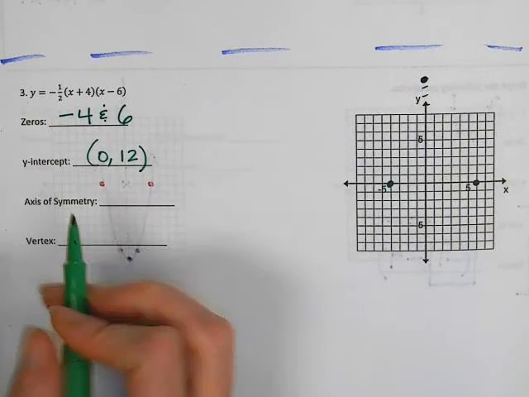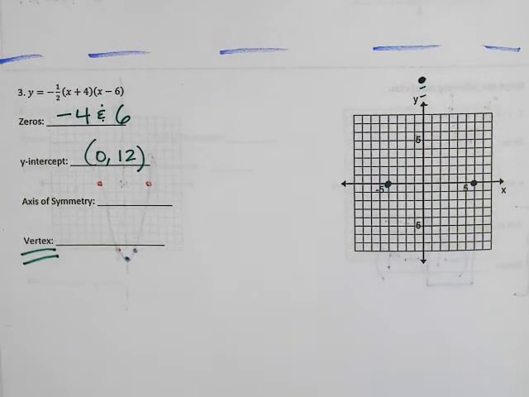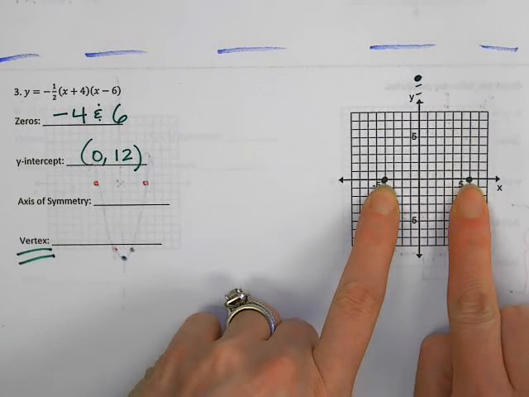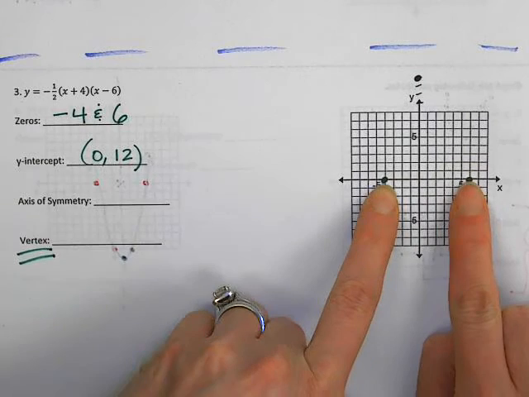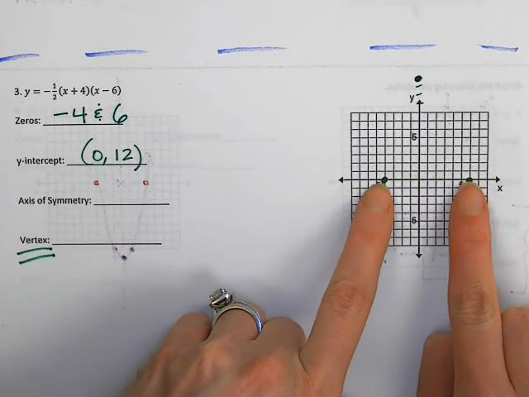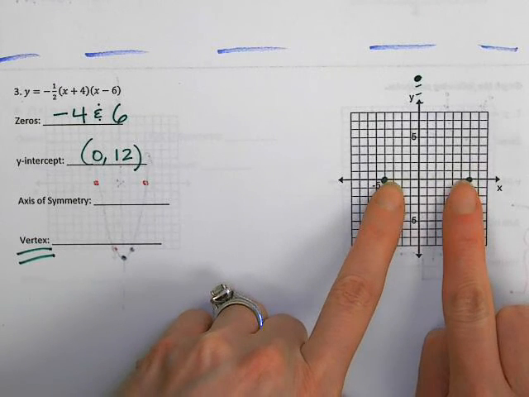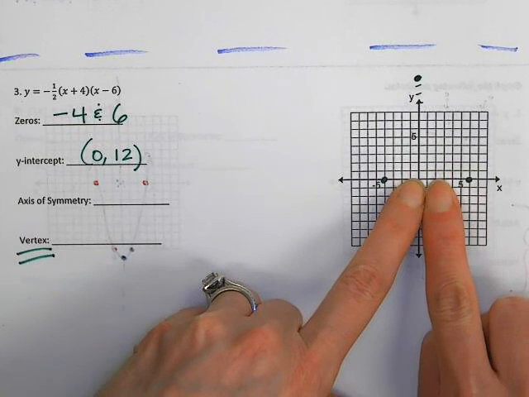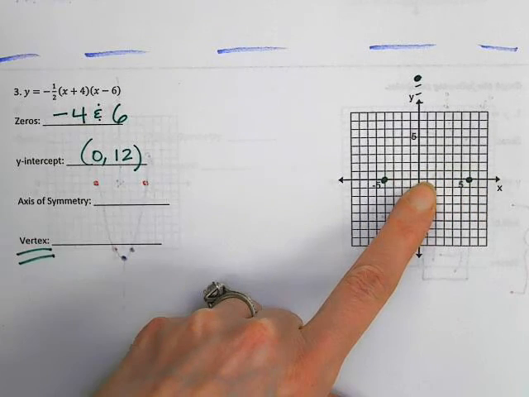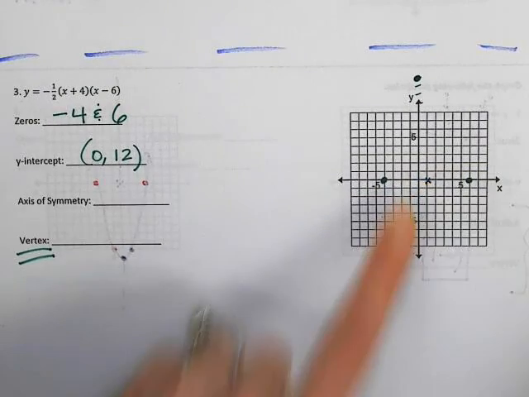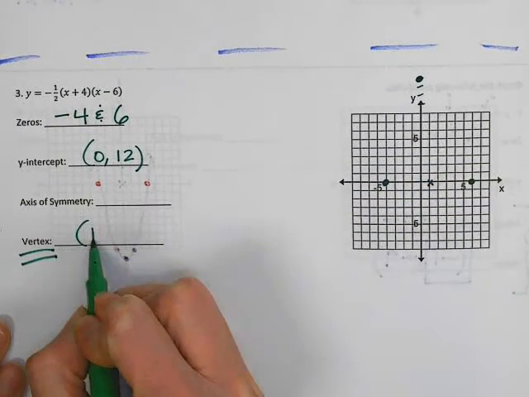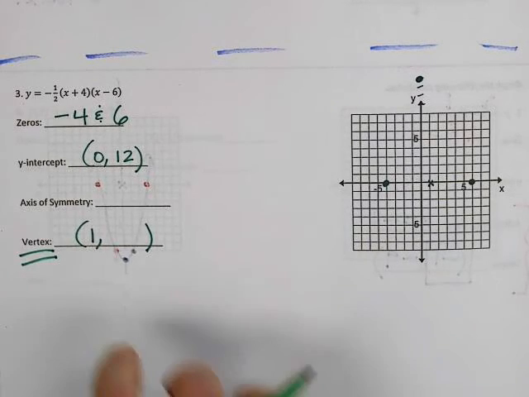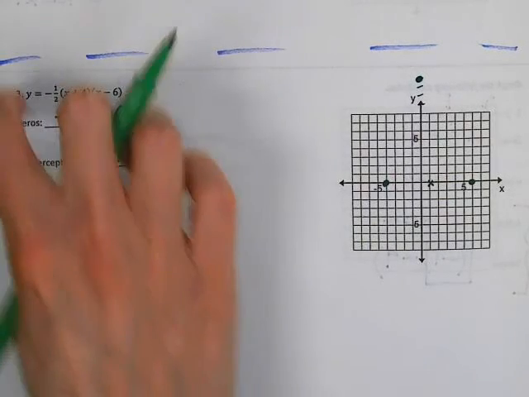All right, vertex. Vertex is right in the middle of the two zeros. So what value is right smack in the middle? So oh, it's not negative 1 this time. All right, let's inch our way in. It's at positive 1 this time. We're so creative. Okay, so the vertex is at 1 comma something.